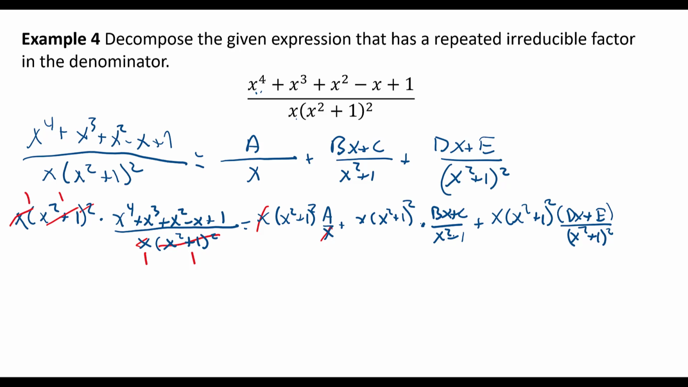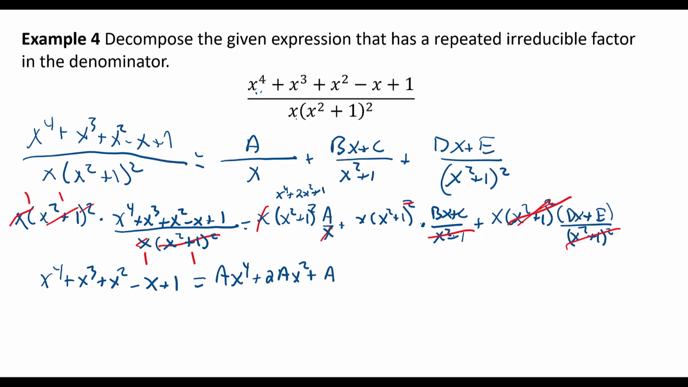Okay, so in this case, an x squared plus 1 goes away, so the squared part, consider that gone. Then here, the whole thing goes away like that. And what do we have? On the left, we have x to the fourth plus x cubed plus x squared minus x plus 1. On the right, it's a times x squared plus 1 squared. So that's going to be an x to the fourth plus 2x squared plus 1. So it's ax to the fourth plus 2ax squared plus a.